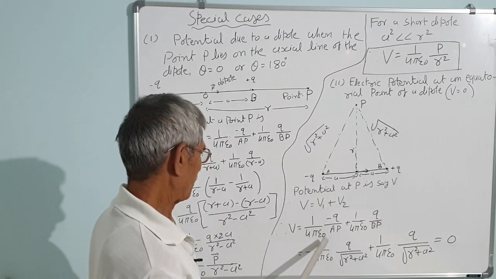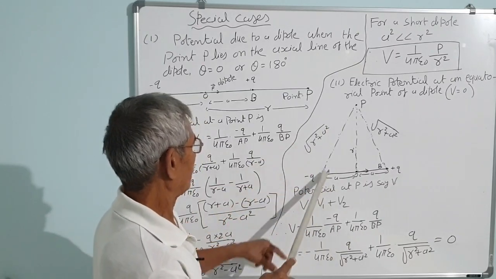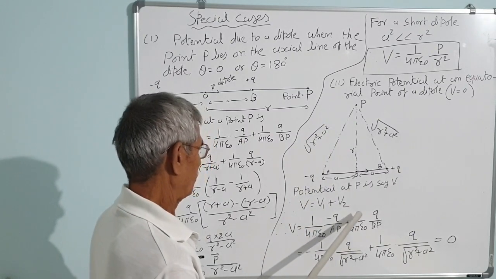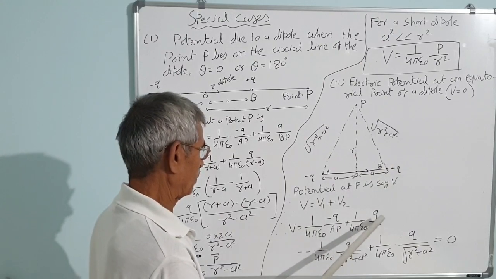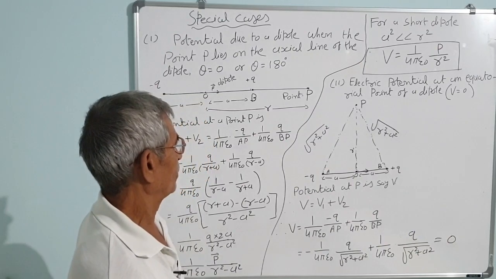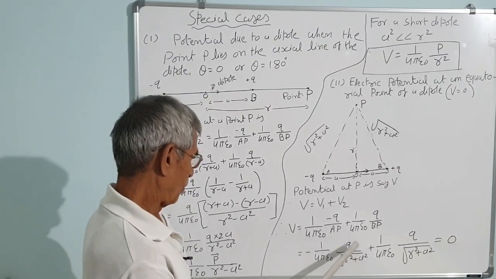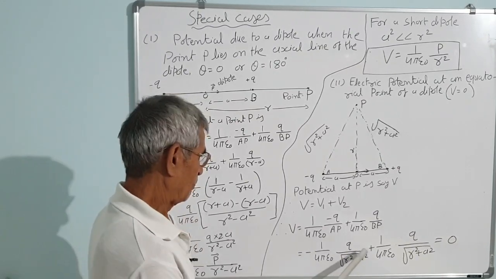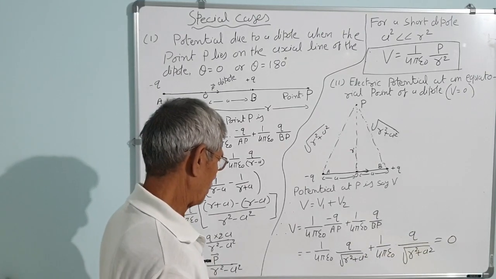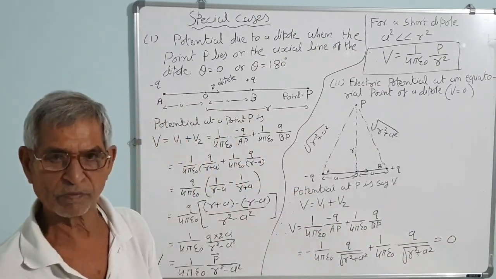Therefore, V is equal to 1 upon 4 pi epsilon 0 minus q upon AP, where AP is the distance, AP is equal to under root R square plus A square, plus the potential due to plus q, that is 1 upon 4 pi epsilon 0 q upon BP, which is also the same distance, square root of R square plus A square. That is equal to minus 1 upon 4 pi epsilon 0 q upon under root R square plus A square plus 1 upon 4 pi epsilon 0 q upon under root R square plus A square, that is equal to 0. One quantity is minus, the other is plus, with the same magnitude, so the net becomes 0.